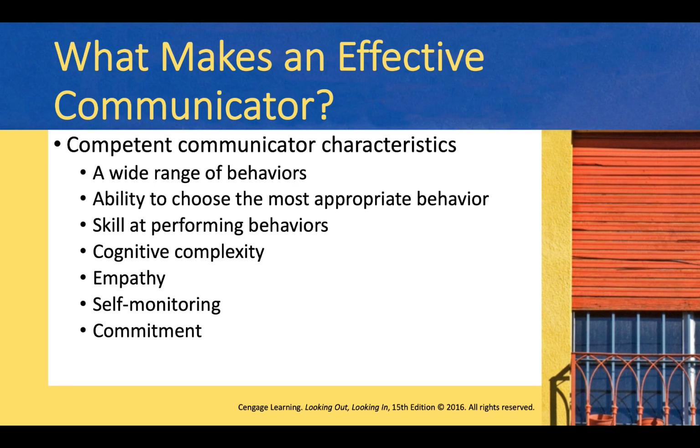So what makes an effective communicator? Here are a few characteristics of effective communicators. 1. They have a wide range of behaviors. 2. They have the ability to choose the most appropriate behavior. Although it's impossible to say precisely how to act in every situation, you should consider at least 3 factors when choosing a response. The first factor in communication is context.